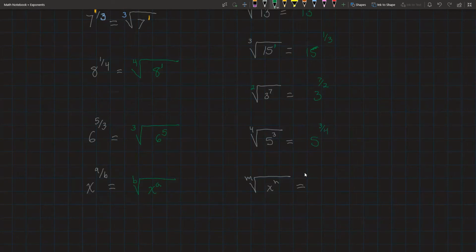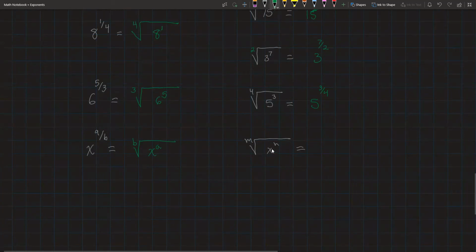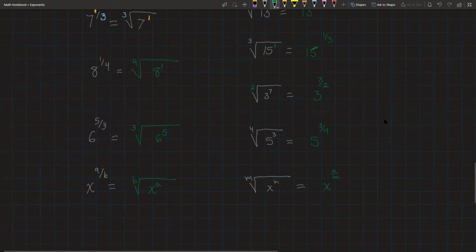All right. And then lastly, this is x to the n power. So therefore we can write it as x to the n over m. I'll probably rewrite that. It looks a little confusing like that. X to the n over m. There we go. That looks better. And yep, that's the main idea for these exponents that have fractions, otherwise known as rational exponents.